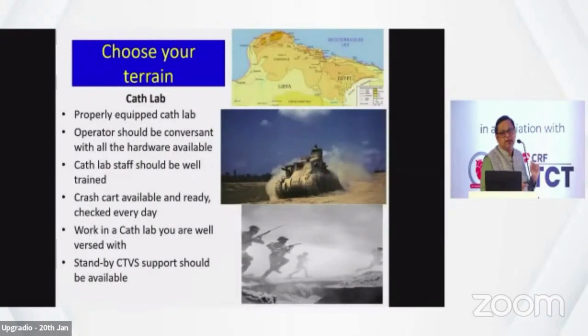Now coming to terrain, in context with cardiologists, what is the terrain? The terrain is the cath lab. This is your terrain. So you have to see whether the cath lab is properly equipped. Before starting the case, make sure that all things are available. Also, the operator should be conversant with the cath lab. It's not a very good idea to go to some other lab and do a live case, because that can lead to many complications. It has been seen that once people do live cases, there is more risk of complications happening. So you should be very conversant with your own cath lab.